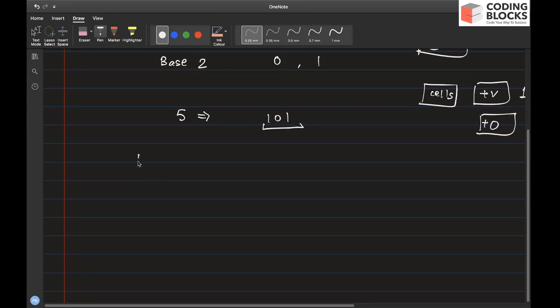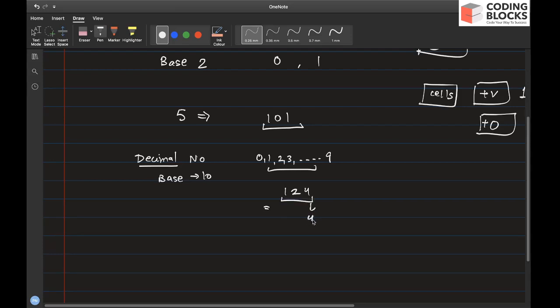Let us first talk about the decimal number system. In the decimal number system, you have a base of 10 and 10 unique digits: 0, 1, 2, 3 up to 9. Let's say the number is 124, and you interpret it as 100 plus 20 plus 4. If you break down this number, 4 is multiplied with 10 to the power 0, 2 is multiplied with 10 to the power 1, and 1 is multiplied with 10 to the power 2. This is nothing but 100 plus 20 plus 4, which makes it 124.